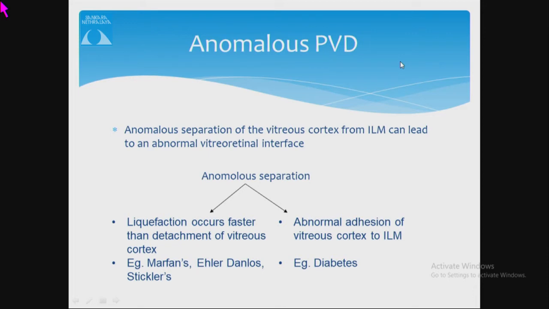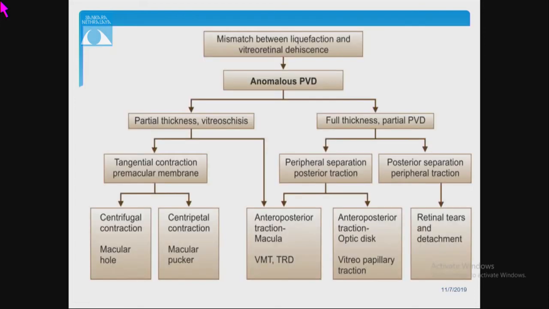Anomalous PVD is the anomalous separation of the vitreous cortex from the internal limiting membrane and can lead to an abnormal vitreoretinal interface. This anomalous separation can be due either to liquefaction occurring faster than detachment of the vitreous, or to abnormal adhesion of the vitreous cortex to the ILM. Faster liquefaction is seen in diseases like Marfan's, Ehlers-Danlos, and Stickler's, while abnormal adhesions are seen in diseases like diabetes.